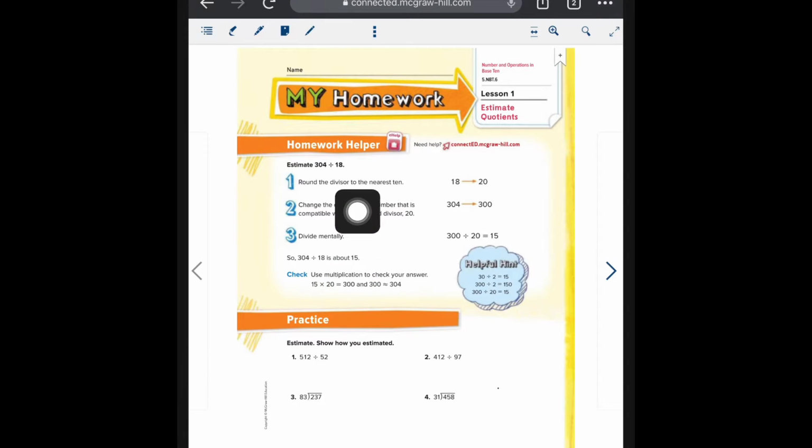We are on Chapter 4, Lesson 1, Estimating Quotients. Now remember, the first thing you need to do is round the divisor to the nearest 10. The divisor is usually the number right after the division symbol. Then you look down your times table column and find the dividend and find something that's compatible with the divisor. It'll work out well.